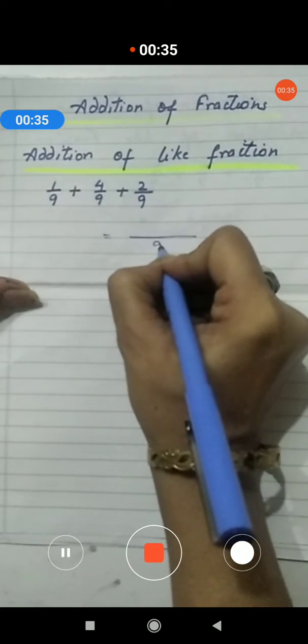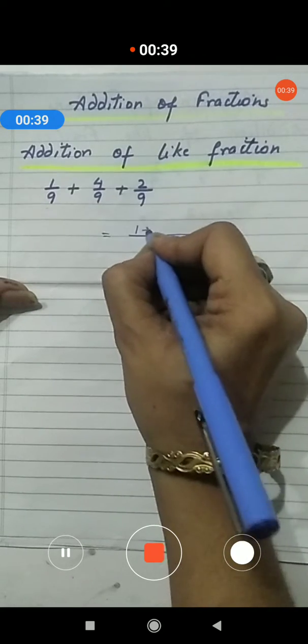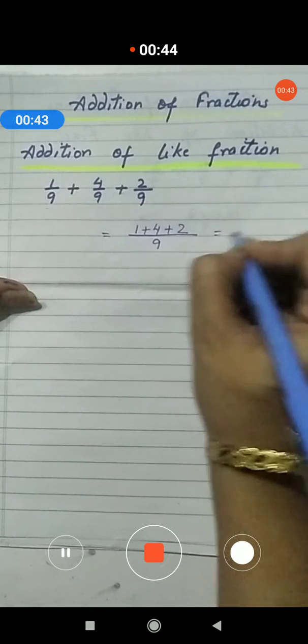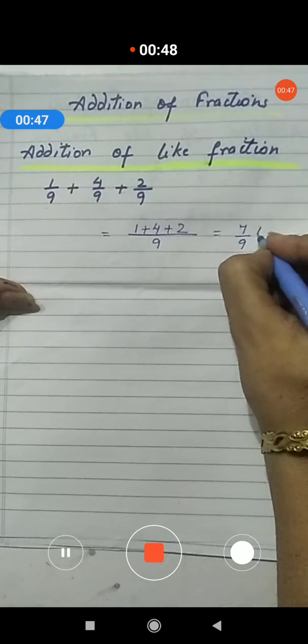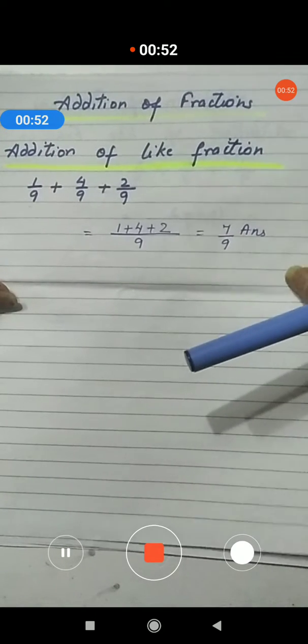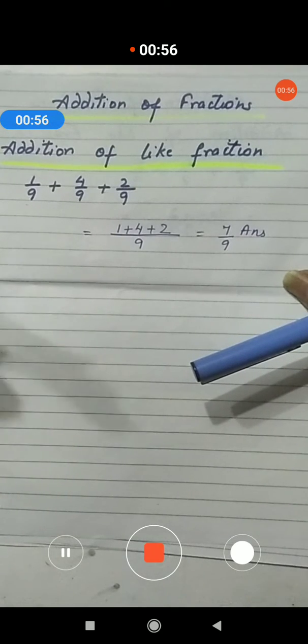9, which is your common denominator. Then in the numerator we have 1 plus 4 plus 2, which is 7 upon 9. So this is your answer, and this is how we are going to do addition of like fractions where the denominators are equal.